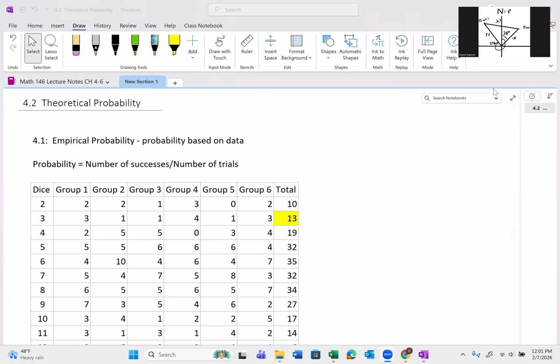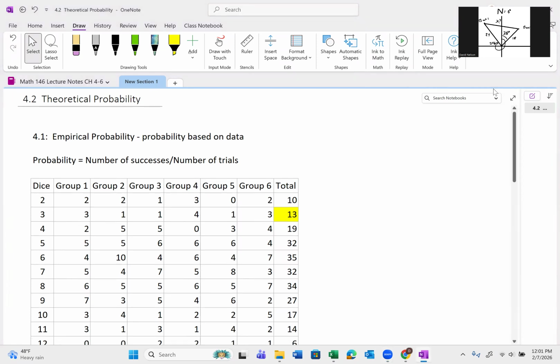Okay, section 4.2 talks about theoretical probability. It's a different way of finding calculated probabilities. In 4.1, in class, we did some empirical probability where we calculated probabilities based on data.